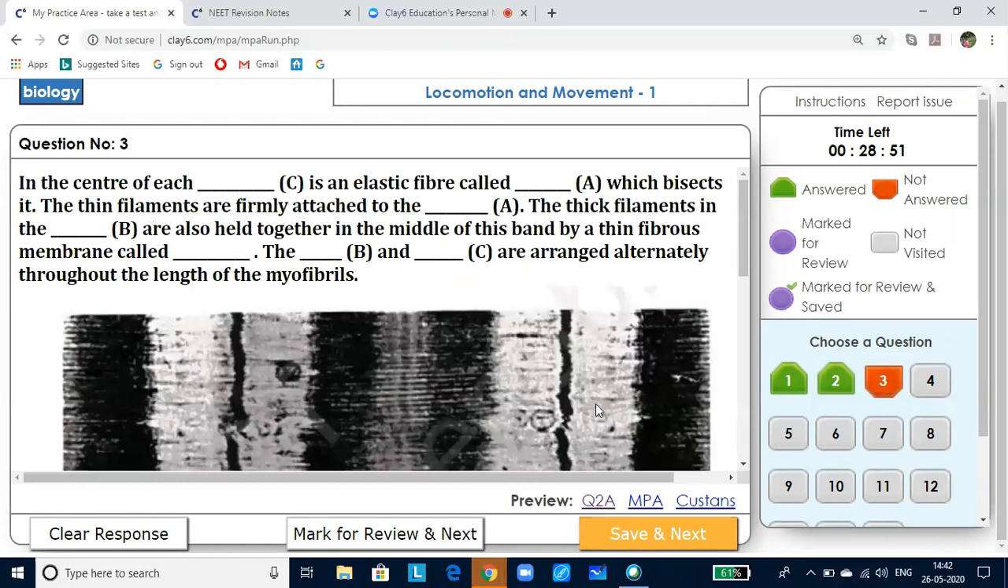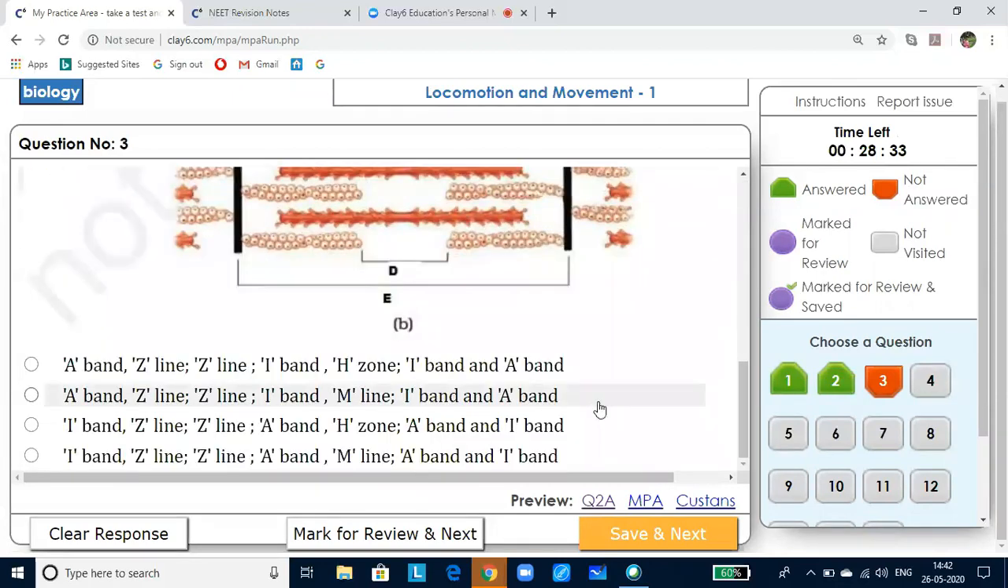In the center of each is an elastic fiber called dash which bisects it. The thin filaments are firmly attached to the dash. The thick filaments in the dash are held together in the middle of this band by a thin fibrous membrane called dash. The dash and dash are arranged alternatively throughout the length of the myofibrils. So it has got to be the I band. So I band is first. You can just have these two choices.